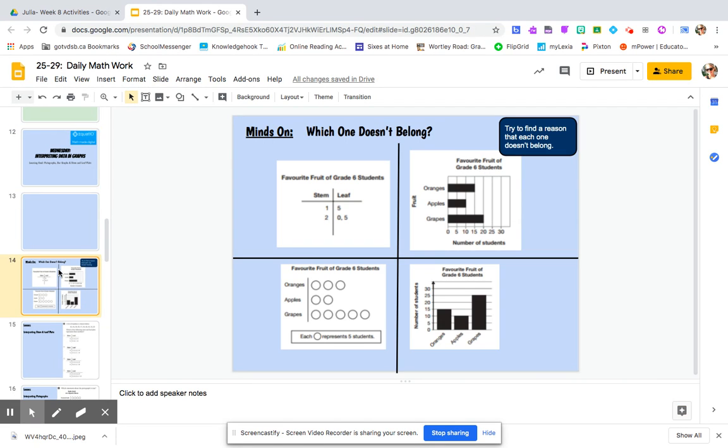So to start off with, you're going to do a which one doesn't belong. You can see that I have 4 graphs here and they are graphing very similar information. What I want you to do is tell me why each graph doesn't belong. So you can just insert a text box beside to tell me why each graph doesn't belong.